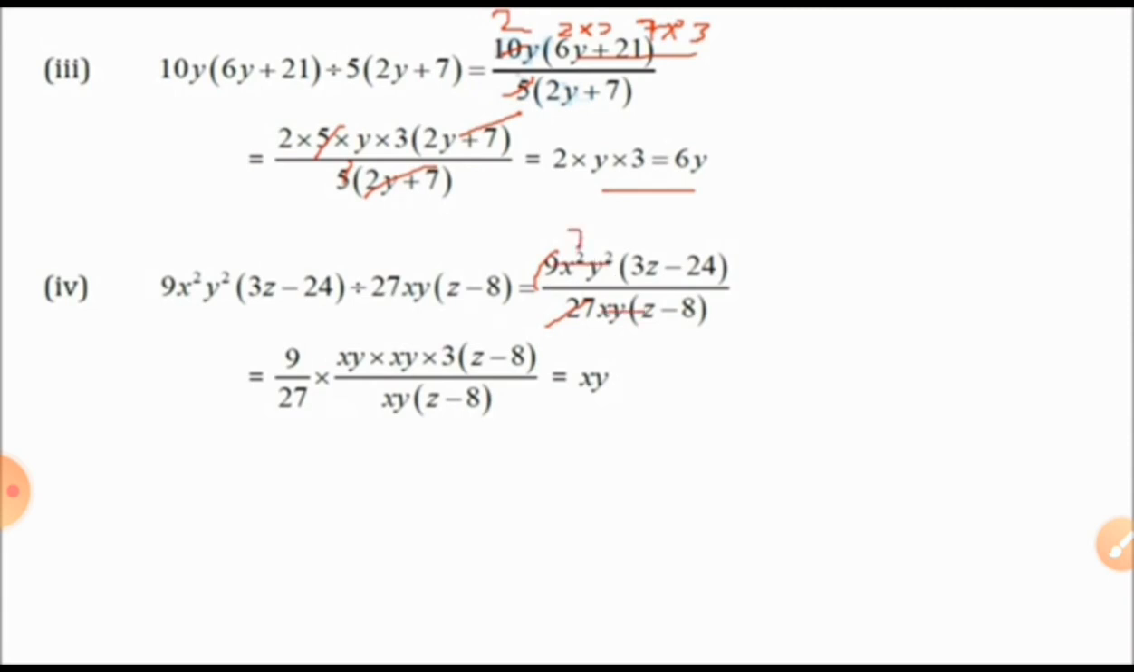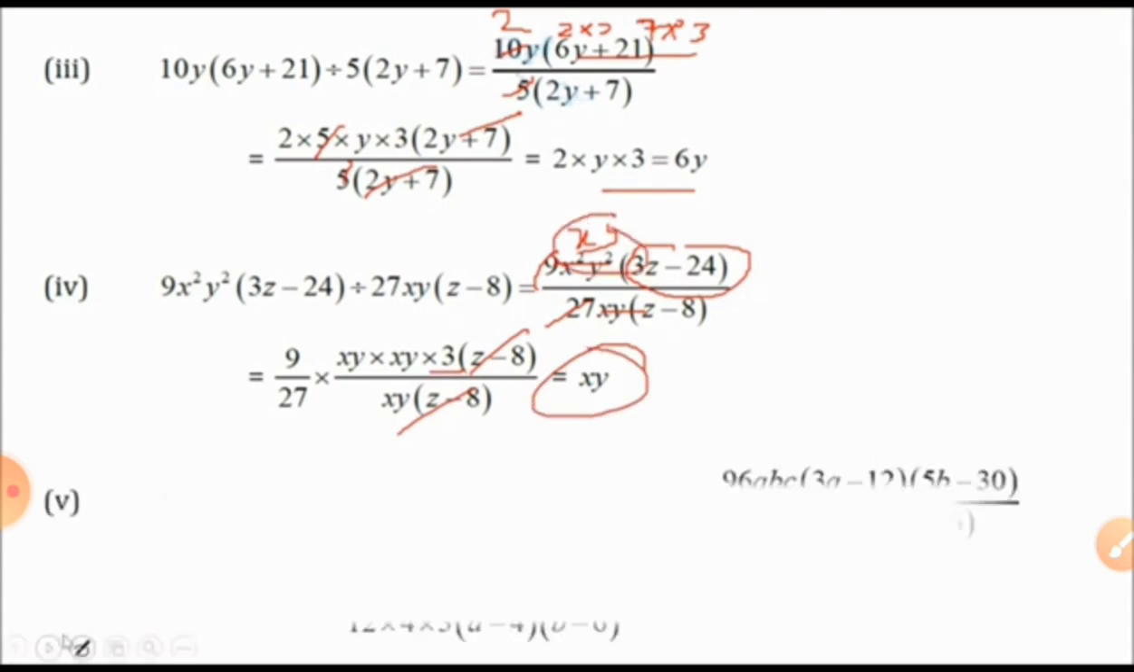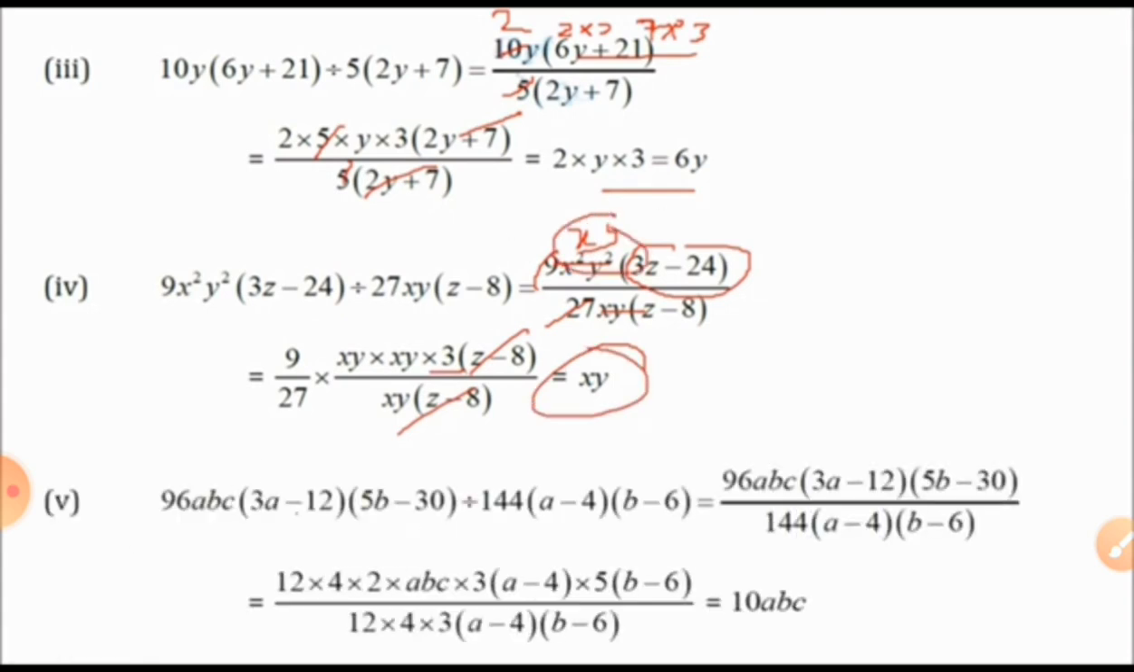9x square y square into 3z minus 24 divided by 27xyz minus 8. How did you do it, son? Yes, my z minus 8 will be the common for all the terms. Yes, cut it, then afterwards you will get xy as the final answer. Fifth one, same things you have to follow.